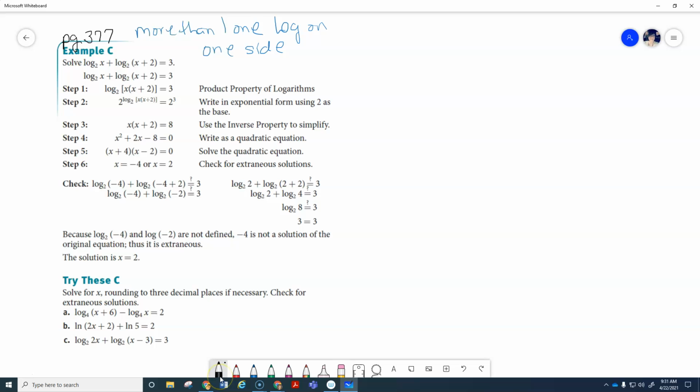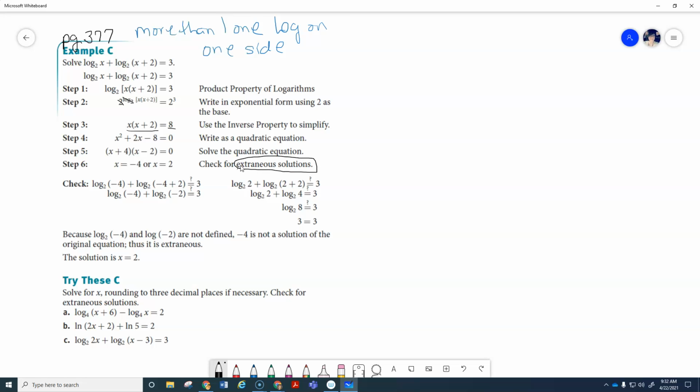Whoops. So you can divide out this 2 log 2 and then it becomes just a problem where you've got x times x plus 2 is equal to 8. Well, that makes that a quadratic, and so in order to solve a quadratic, they factor it and they get 2 answers. They do check those 2 answers for extraneous solutions like we talked about in one of the previous videos.